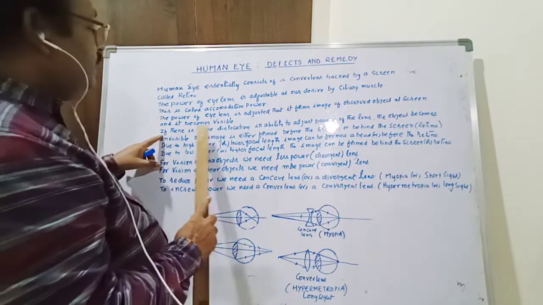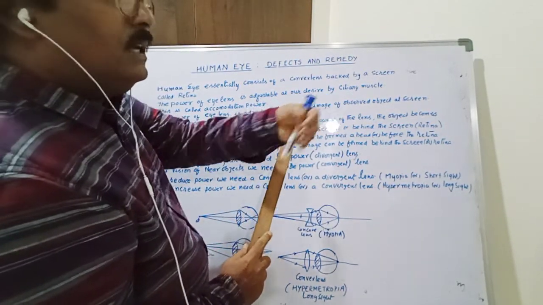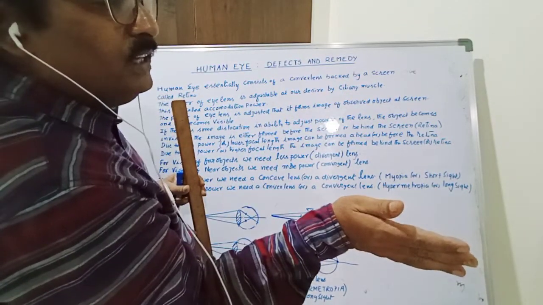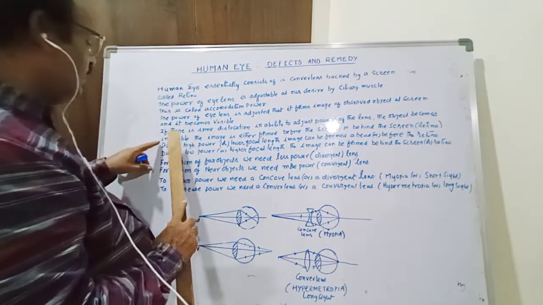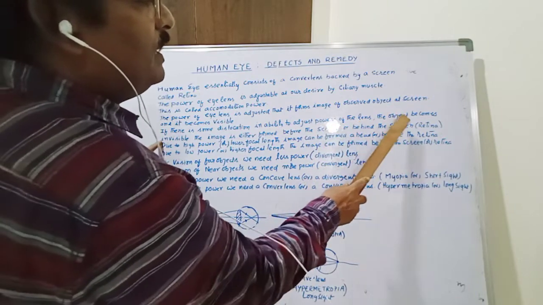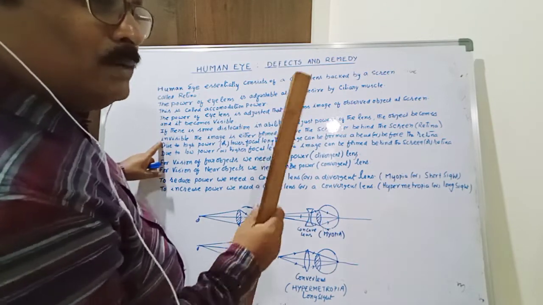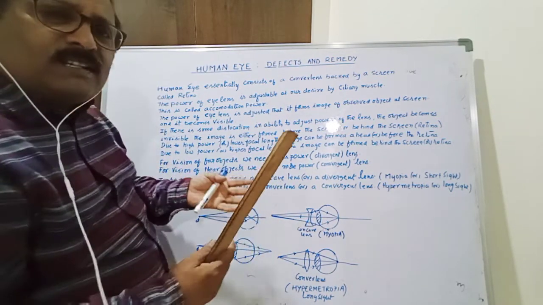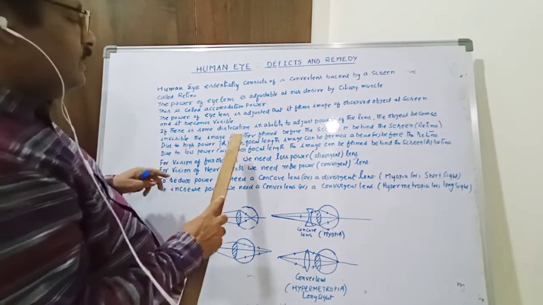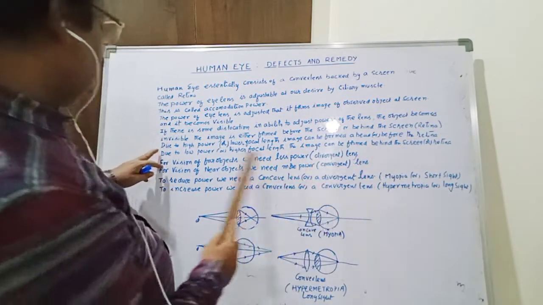So if there is some dislocation, in case you are unable to see the image clearly, that means the image is not forming on the retina. If there is some dislocation, an inability to adjust the power of the lens, the object becomes invisible. It's not clear. A blurred image is seen. This is because the image may be formed either in front of the screen or behind the screen.